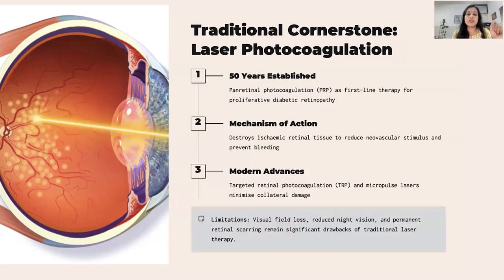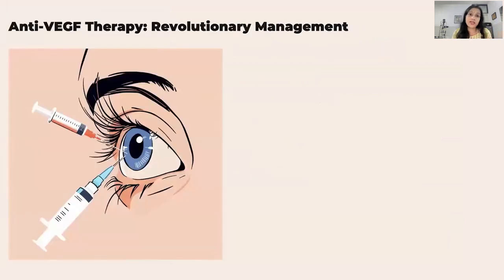So this will definitely minimize the collateral damage. But the main disadvantage is that it may at best preserve the vision. It will not really improve vision, can cause peripheral field loss, reduce night vision, and sometimes even scarring, which can actually make the vision even worse sometimes. Well, anti-VEGF therapy or intravitreal therapy, we have steroids, we have anti-VEGF, that has revolutionized management of diabetic macular edema and even PDR for some patients.